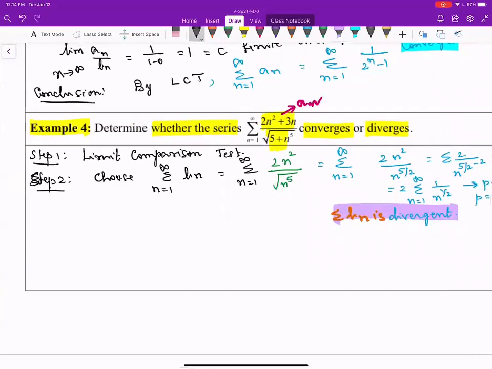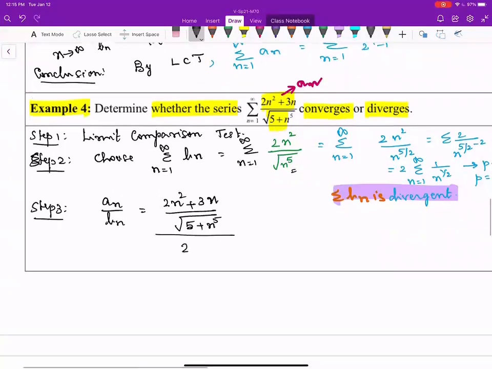All right. Now, in order to apply the limit comparison test, we have to go with the ratio an over Bn. An is the nth term as given in the problem: 2n square plus 3n divided by square root of 5 plus n to the power 5. And we are going to divide that by Bn. Bn, either you can take the reduced expression or you can take the one like this, which will be easier for computations. So it's 2n square over square root of n to the power 5.